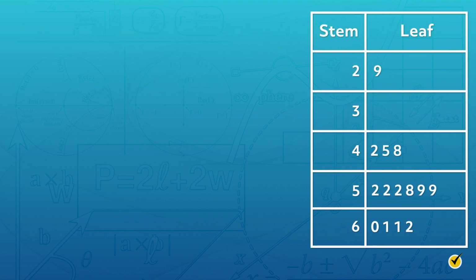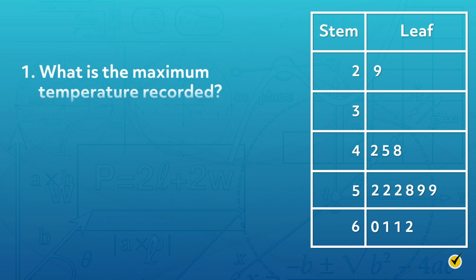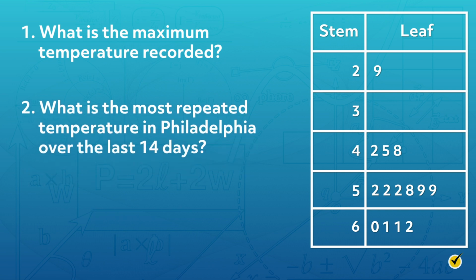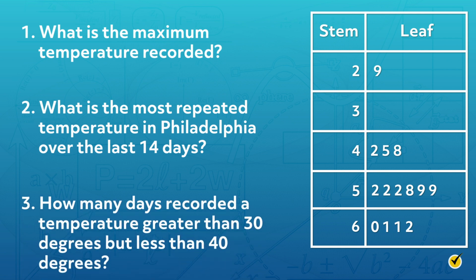Now it's your turn. The stem and leaf plot shows the average temperatures in Philadelphia from the last 14 days. All temperatures are recorded in degrees Fahrenheit. Use the stem and leaf plot to answer the following questions. What is the maximum temperature recorded? What is the most repeated temperature in Philadelphia over the last 14 days? How many days recorded a temperature greater than 30 degrees but less than 40 degrees? Pause the video and analyze the stem and leaf plot and see if you can answer these questions yourself. When you're ready, resume the video and we'll go over the answers together.